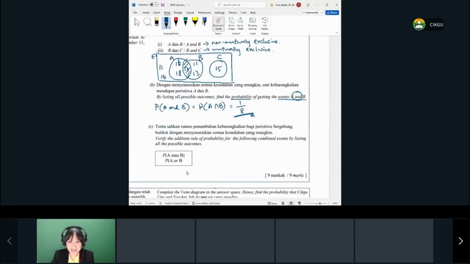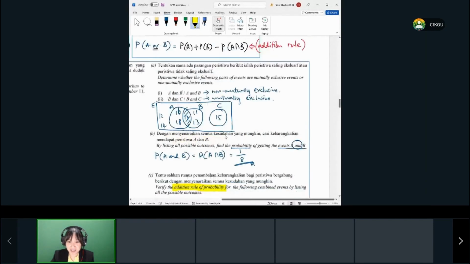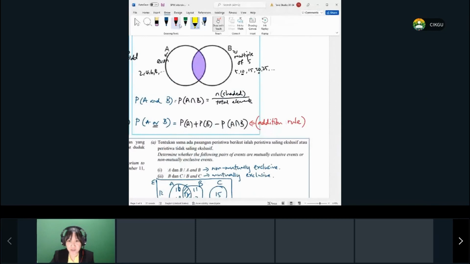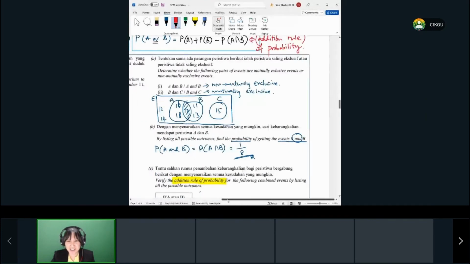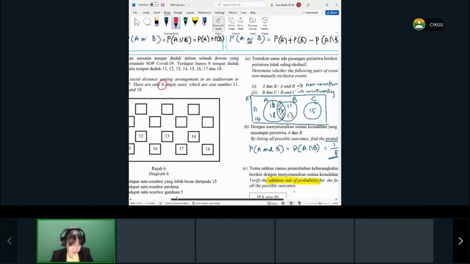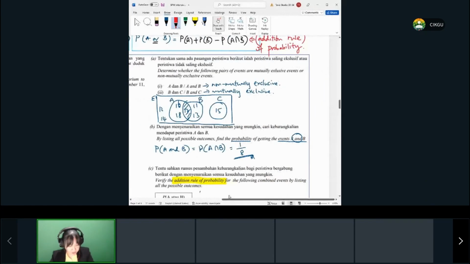Okay, next. So this one, you see, the addition rule of probability. This is what we are talking about. The addition rule of probability is this one here. Let me complete the addition rule of probability. So that means they want you to prove this law. Well, this question is not bad, that's why I purposely chose it. This question comes from the Terengganu paper. So let's prove that.